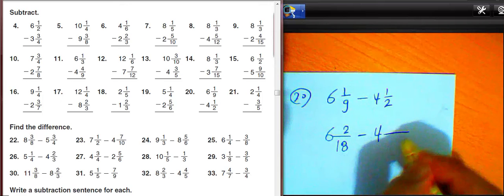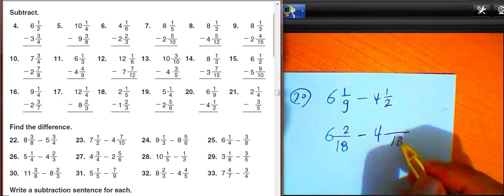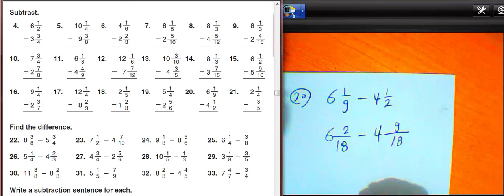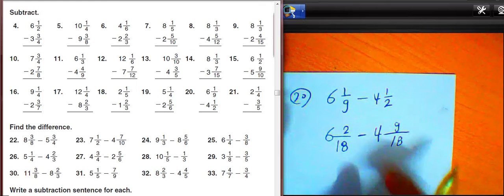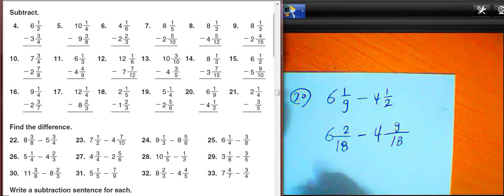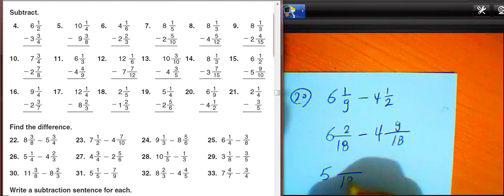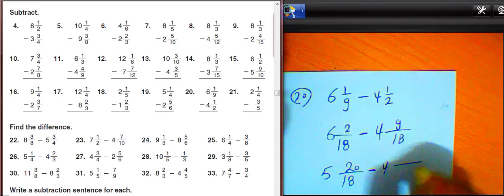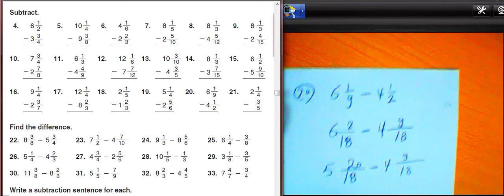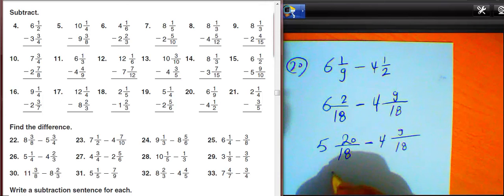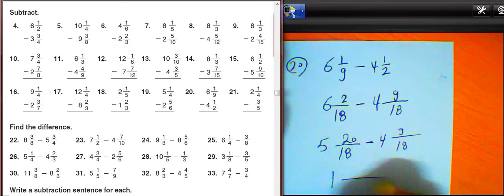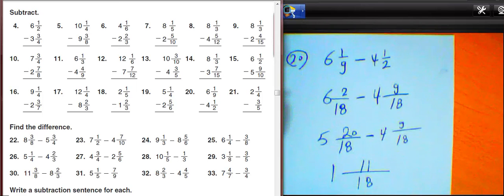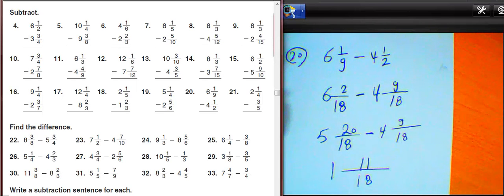And you can write 4 here and 18. 2 times 9 equals 18. 1 times 9 equals 9. 2 subtract 9, we can't find the result. So we must borrow 1 from 6, it will be 5. And 18 plus 2 equals 20. Subtract 4 and 9 over 18. 5 subtract 4 equals 1. And 18 here. 20 subtract 9 equals 11. So the result will be 1 and 11 over 18.